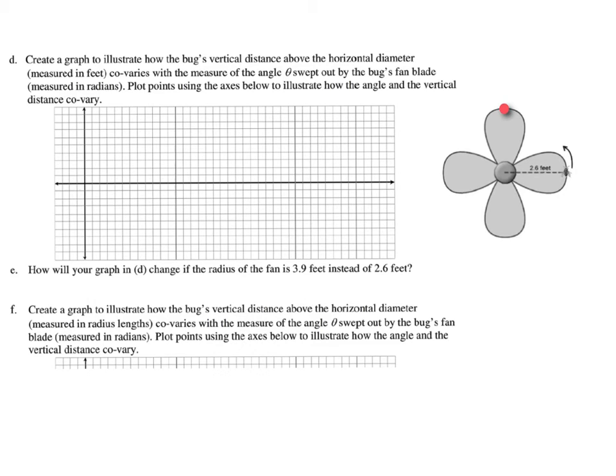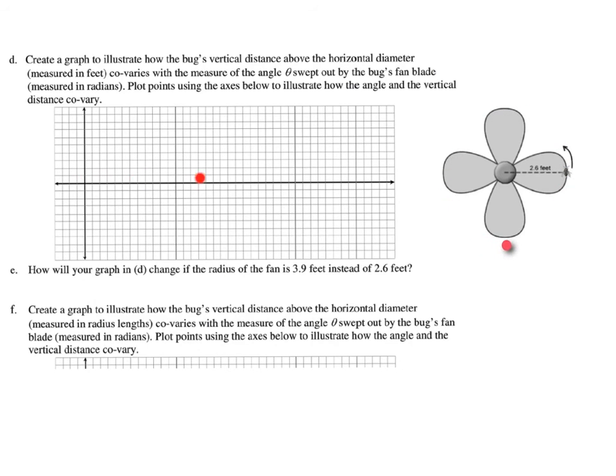Also, when the angle of rotation is 3 pi over 2, we see that the bug's height above the horizontal diameter is at its smallest, which is negative 2.6 feet. Work with the sketch to determine other simultaneous values of these quantities, and plot these as points on the axis provided.